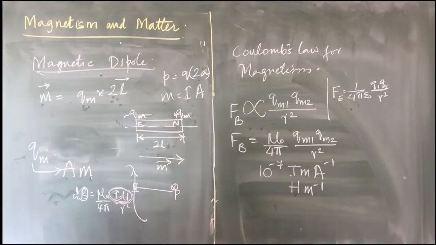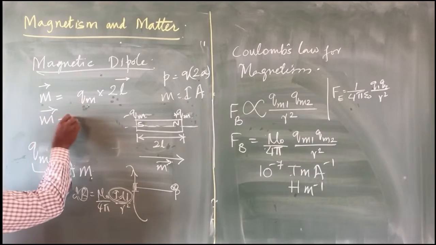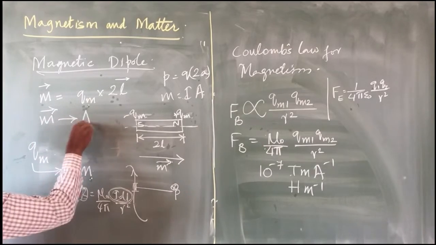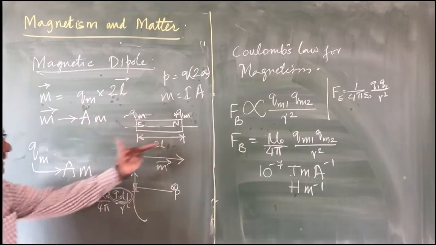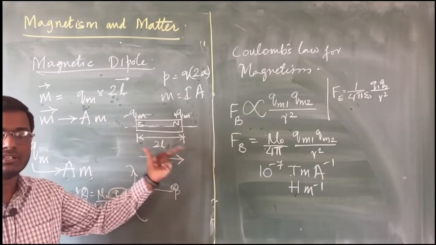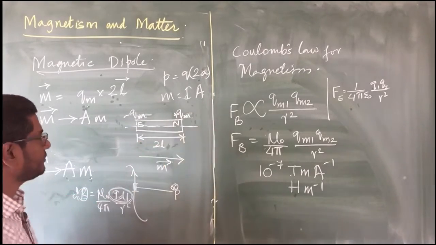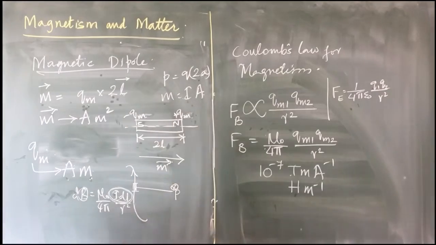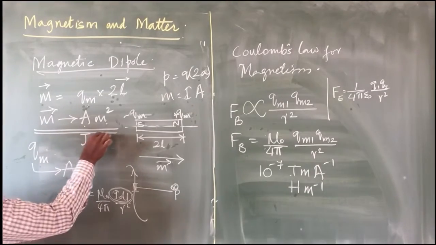Now if I want to go for this one, how am I going to measure the magnetic dipole moment? This is going to be ampere meter, and this 2L is the length of the magnet. That is again going to be measured as length, that is the dimension of length. So it is going to be measured as ampere meter square. It is measured as joule per Tesla.